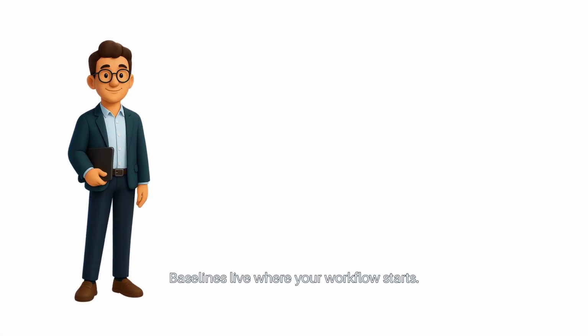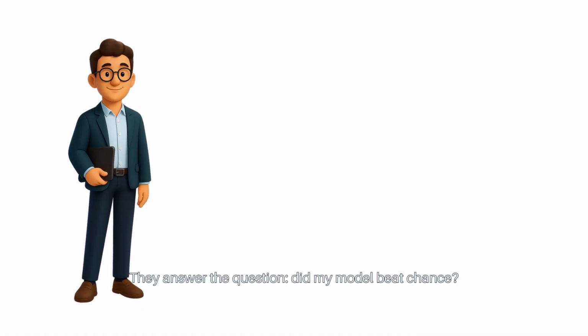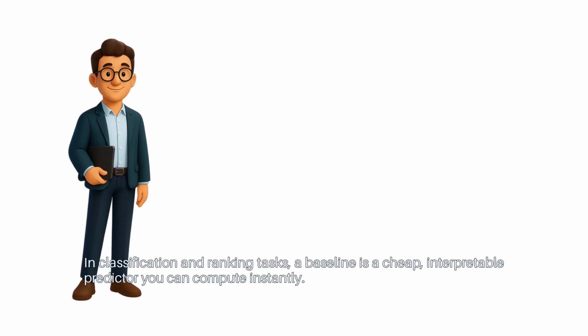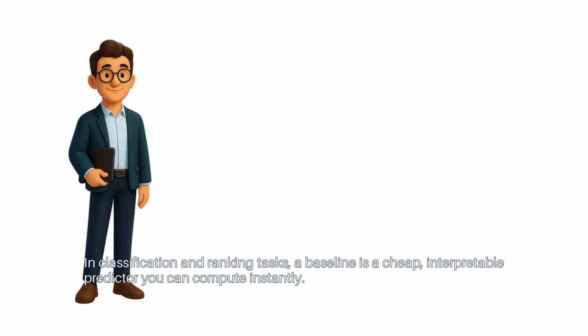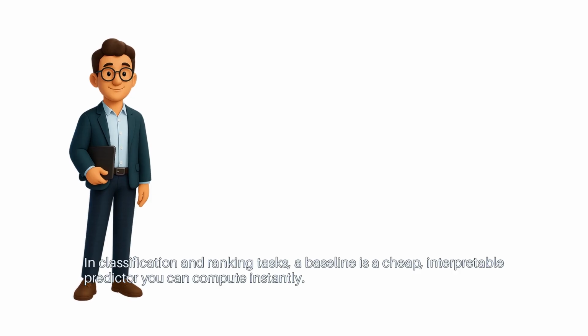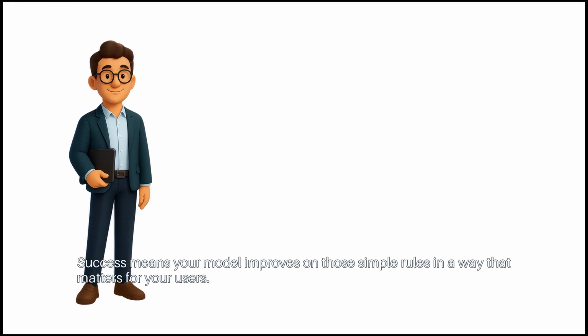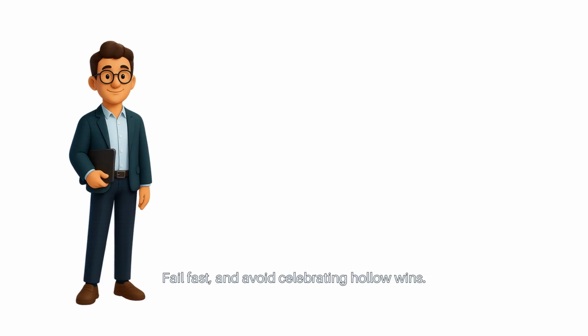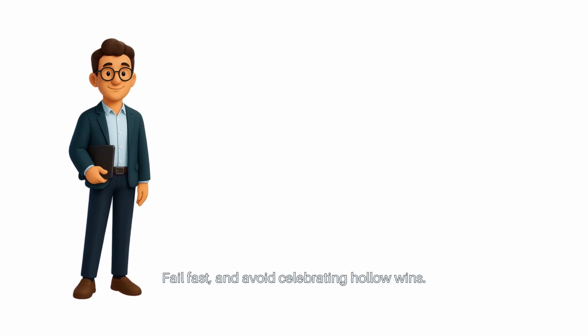Baselines live where your workflow starts. They answer the question, did my model beat chance? In classification and ranking tasks, a baseline is a cheap, interpretable predictor you can compute instantly. Success means your model improves on those simple rules in a way that matters for your users. Fail fast and avoid celebrating hollow wins.